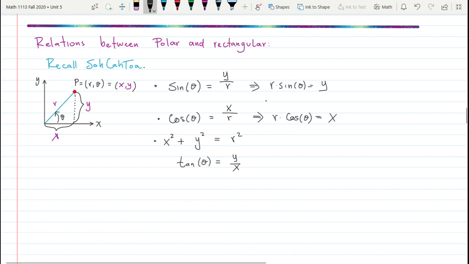So y can be defined in terms of sine, which we remember from the very beginning when we learned trig definitions. Then x is the same thing as r times cosine. That's very helpful.